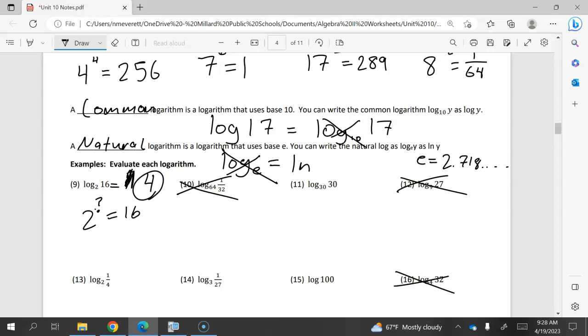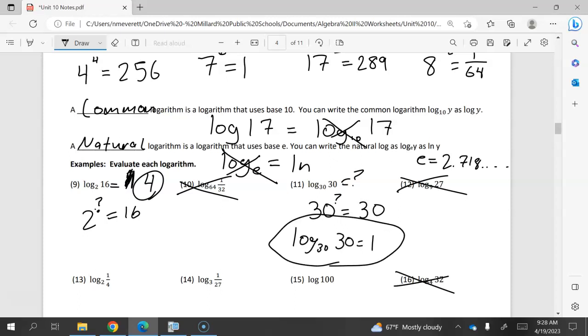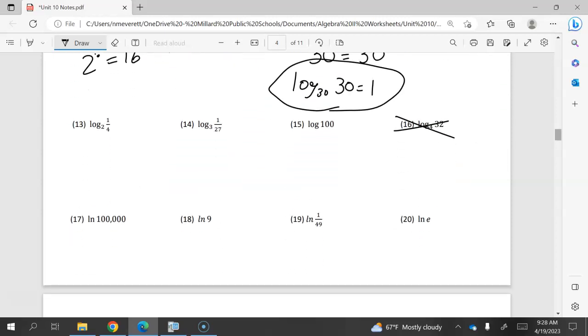Okay? If we ask this over here, log base 30 of 30, that's equal to a number. What exponent of 30 gets me to 30? And we probably don't even need to test this one on a calculator. That should be 1. So log base 30 of 30 is going to be equal to 1.